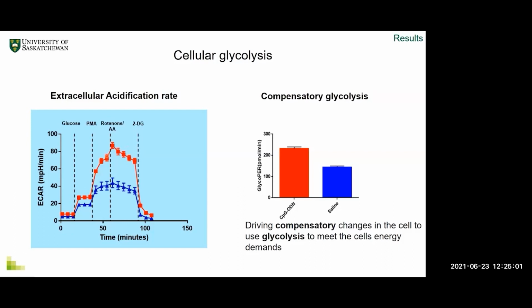The red line shows the CpG treated group, and the blue line is the saline control, and there is a distinct difference between these two groups. Then we calculated compensatory glycolysis. As you can see here, the CpG treated group expressed higher compensatory glycolysis, and this was significant compared to the saline group.